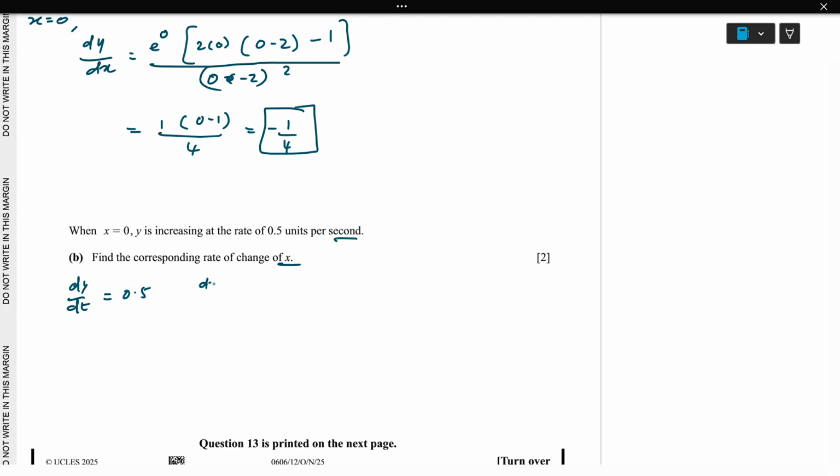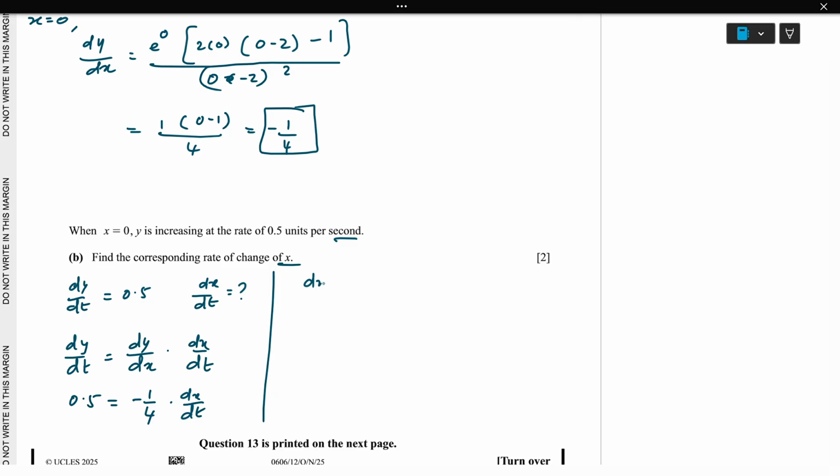Yeah, we need to find dx over dt. Okay, so I'll write dy by dt. We can write it as dy by dx times dx by dt. We already know dy by dt, which is 0.5, given in the question, at x equals 0. dy by dx is connected to the previous question, which is negative 1 by 4. So 0.5 equals negative 1 by 4 times dx by dt. So rearranging now, dx by dt equals 0.5 over negative 1 over 4.